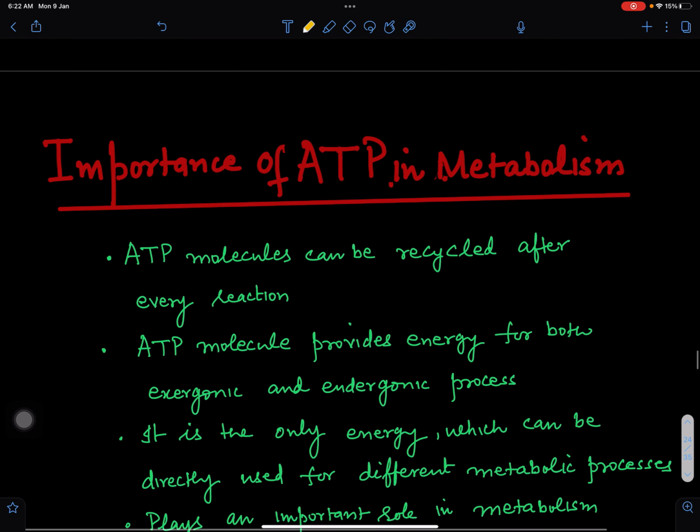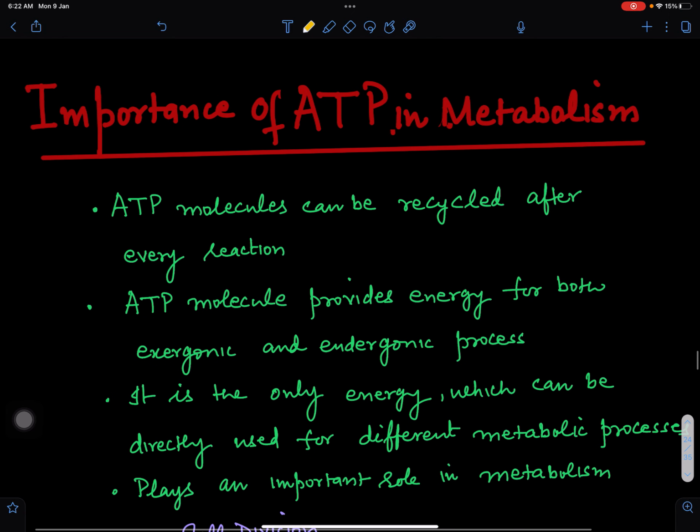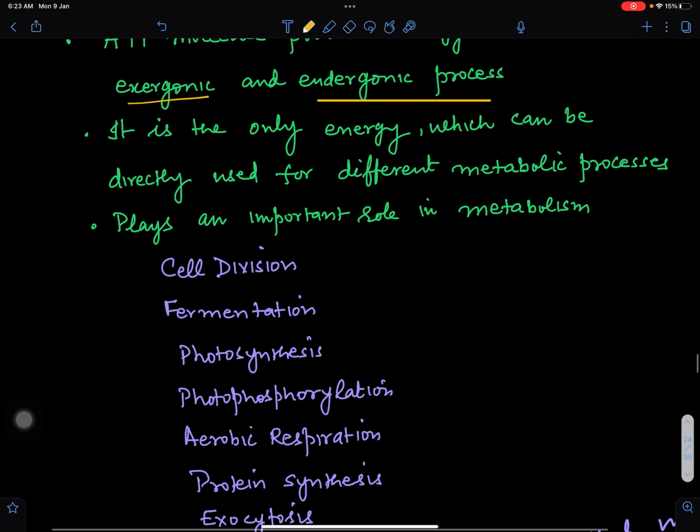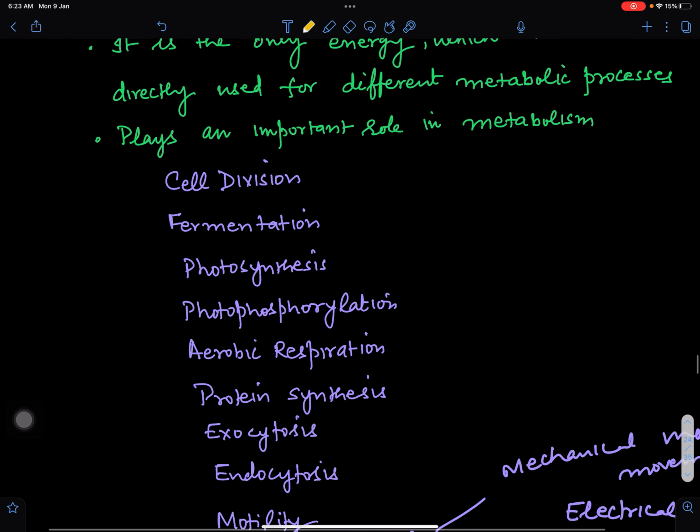Now, what is the importance of ATP in the metabolism? As we discussed, this is involved in various biosynthetic reactions. First thing, ATP can be recycled after every reaction. Then ATP provides energy, as we discussed, for exergonic and endergonic reactions. Exergonic when energy is released, endergonic when energy is synthesized. So it is used for various metabolic processes, like we discussed, cell division, cell growth.